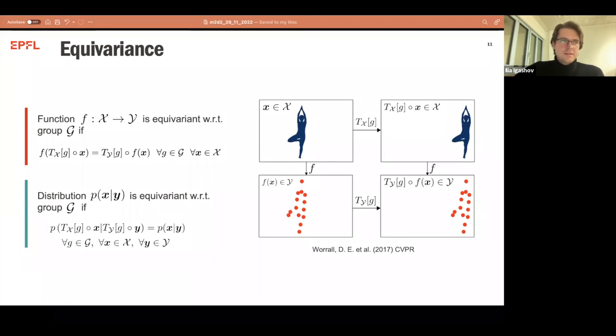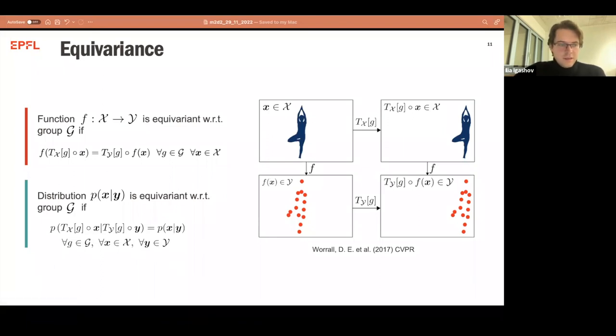If we are talking about molecules, it means that the likelihood of seeing a molecule at some particular point in the space should be the same as the probability or the likelihood of seeing the same molecule, but shifted along some axis or rotated. So that's what this requirement means.